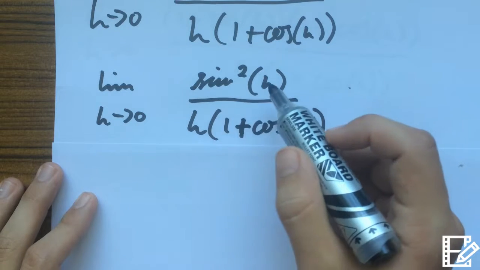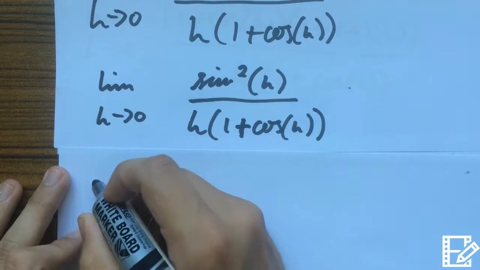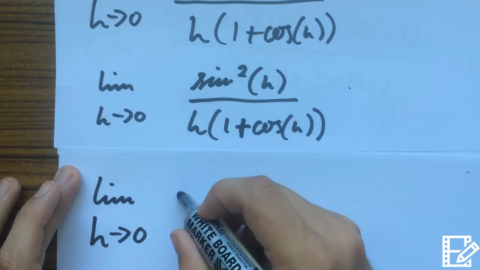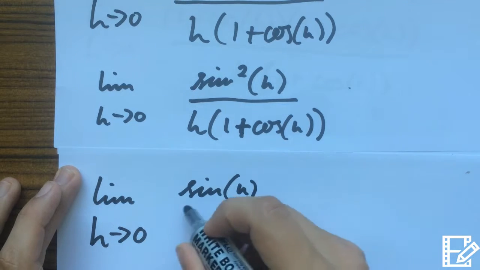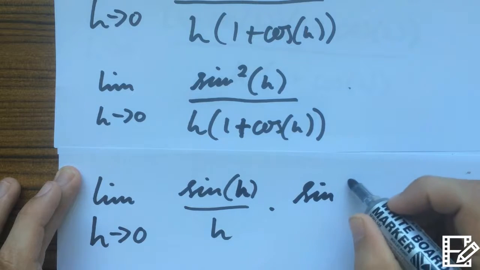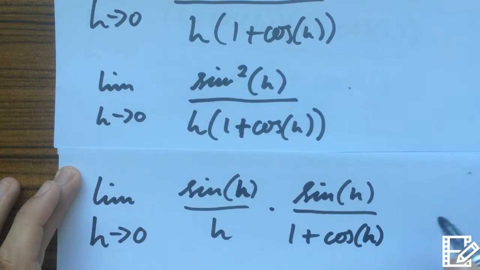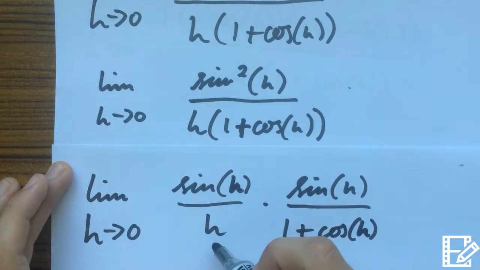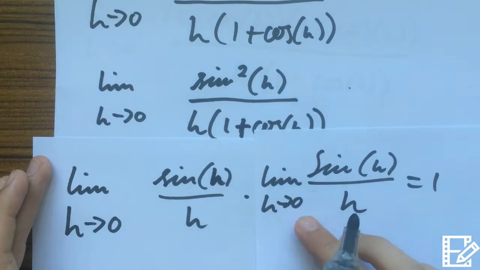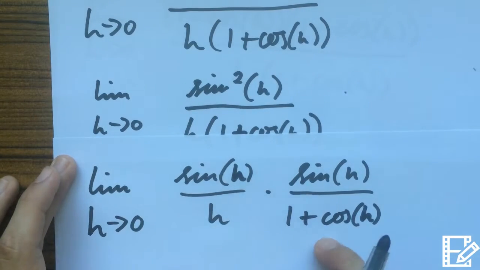Just like I have sine squared h over h multiplied by 1 plus cos h, I'm going to split it, and you'll see why I did that. So if I split it and have sine h over h multiplied by sine h over 1 plus cosine of h, now you can see that sine h over h, we already know that as being 1 as the limit as h approaches 0. So that's good. That's what we wanted. We wanted to isolate that and isolate this.